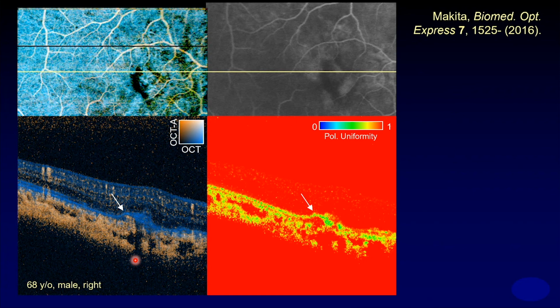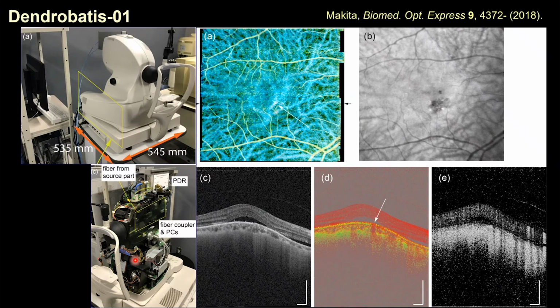Okay, and then we decided to bring this technology into more and more clinics. We built a specialized prototype which can obtain the path imaging. We call it the Dendro system, the simplified version of the Jones matrix. It cannot measure the full Jones matrix, but it can measure the polarization uniformity and the OCT and the OCTA.